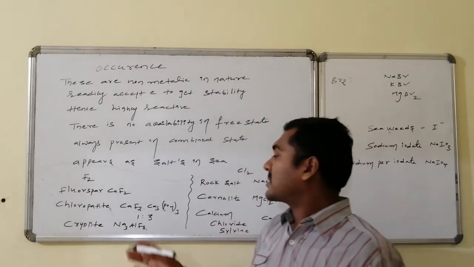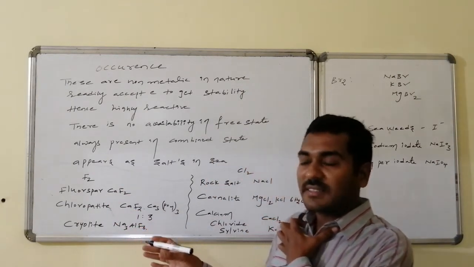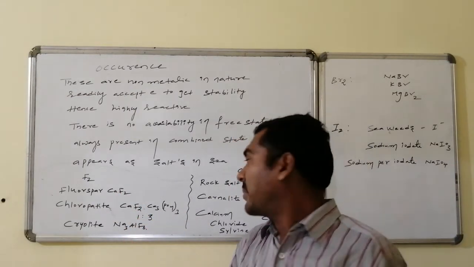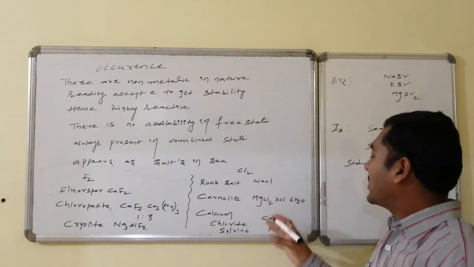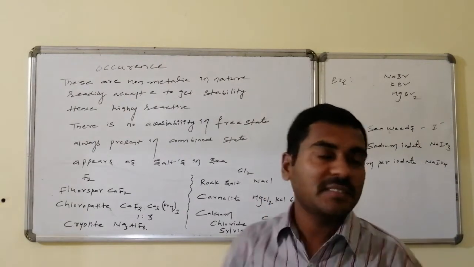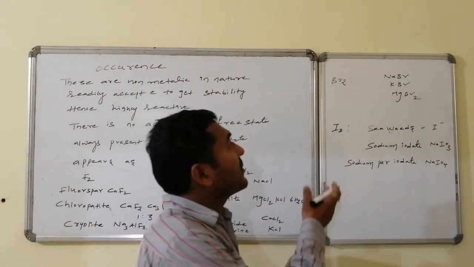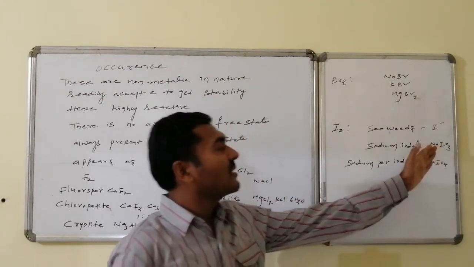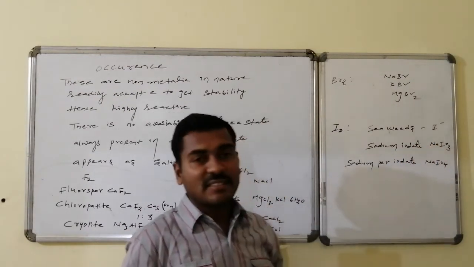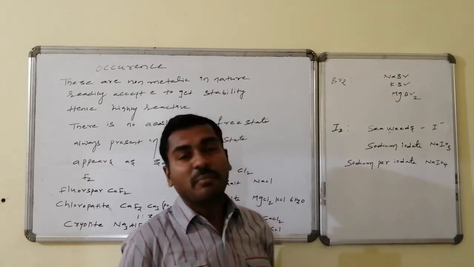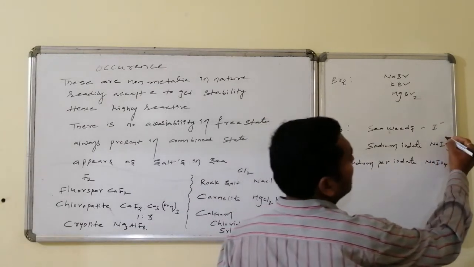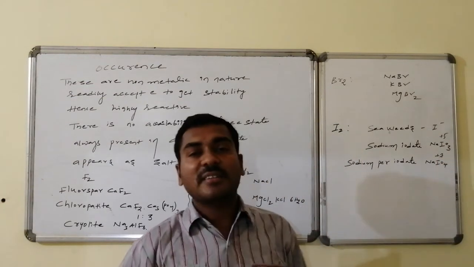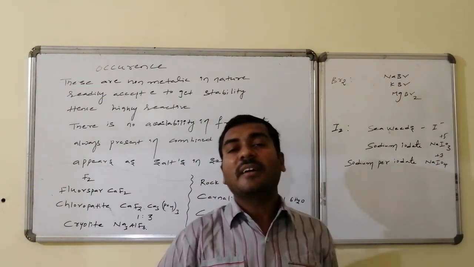Mostly, halogen is present with the minus oxidation state. Here fluoride always shows -1 oxidation state. Chlorine also generally shows -1 oxidation state, and bromine also shows -1 oxidation state. Iodine, see here, is showing +5 oxidation state, and here iodine is showing +7 oxidation state. This is +5, and this is +7 as the oxidation state for iodine.